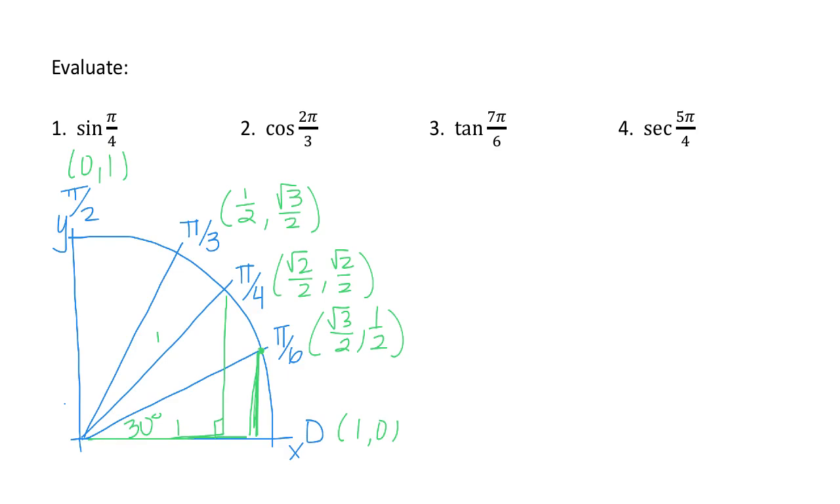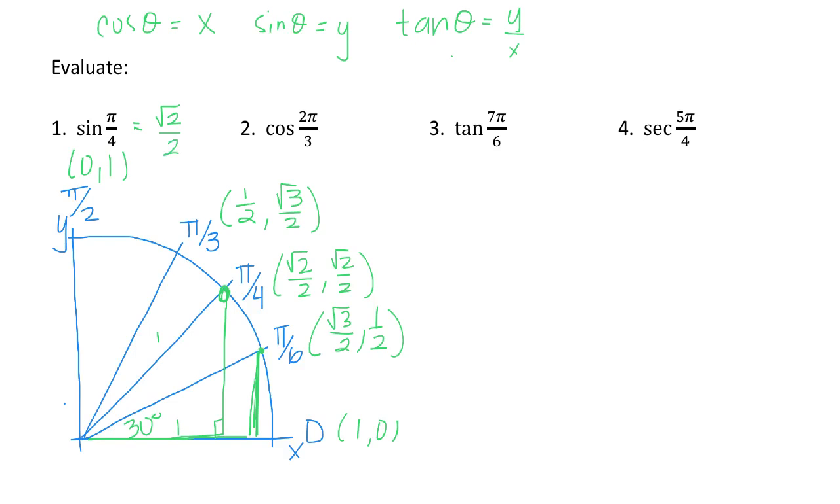So first, sine of pi over 4. The other thing that I need to know is that cosine of an angle is the x value for the coordinate of that angle. Sine of an angle is the y value, and tangent of theta is the y value divided by the x value. So if I want sine of pi over 4, I'm going to go to pi over 4 on my unit circle and look at the y value. It's root 2 over 2.